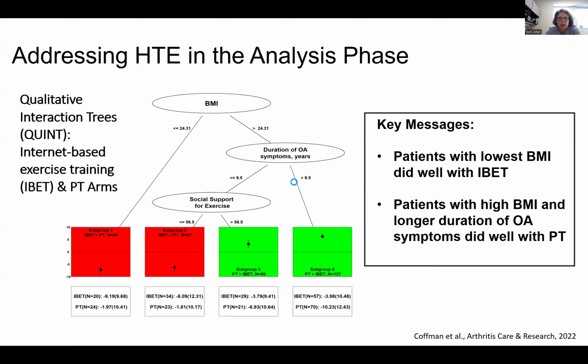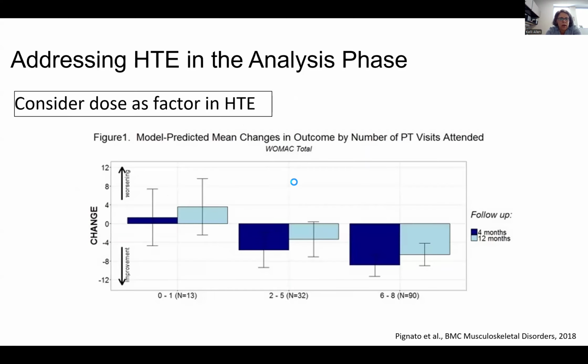this treatment heterogeneity. Okay, another aspect of analysis is thinking about dose as a factor in heterogeneity of treatment effects. And let me say that I am a firm believer in intent to treat analyses for main study results, right? We want to understand, in general, people who are exposed to a treatment, regardless of their adherence, does it improve outcomes? However, I think it is also helpful to explore, if you do see heterogeneity of treatment effects, does the effect differ based on the dose of the intervention received by participants?